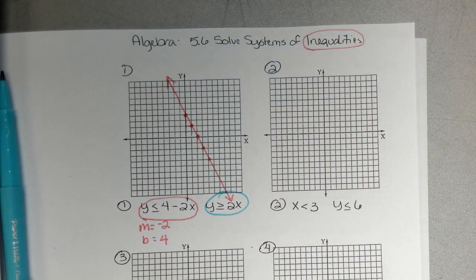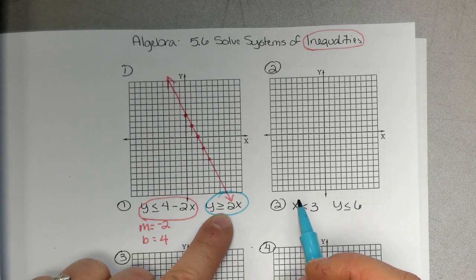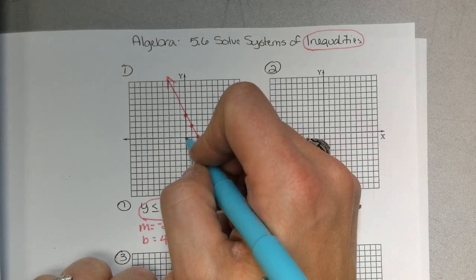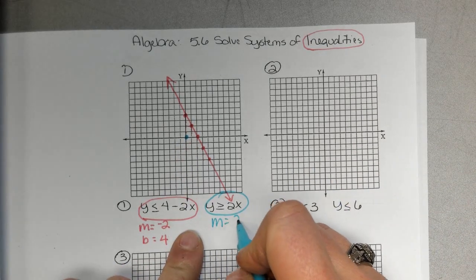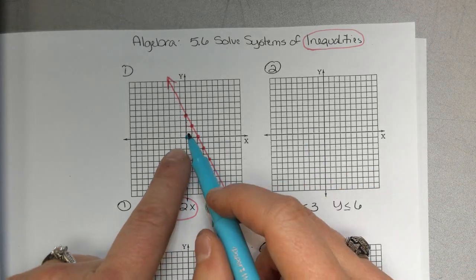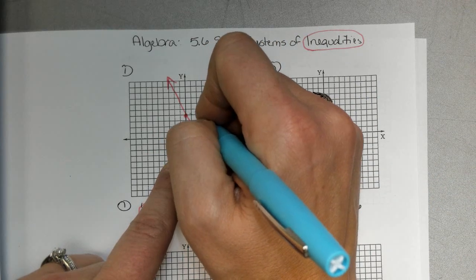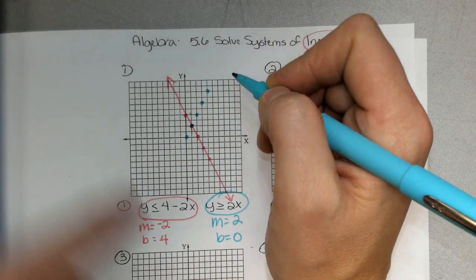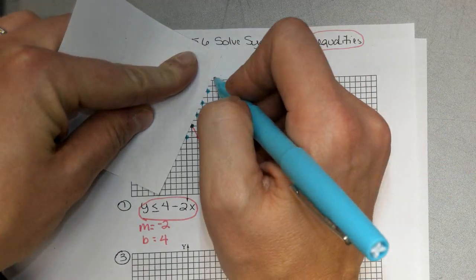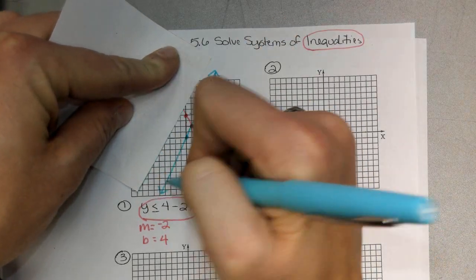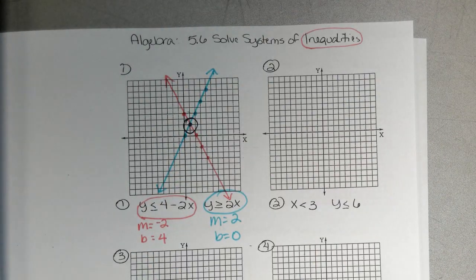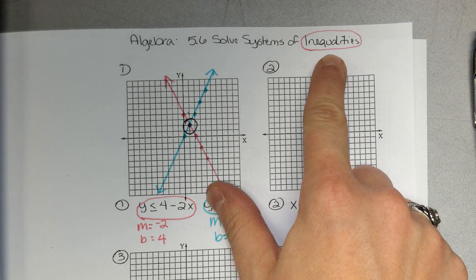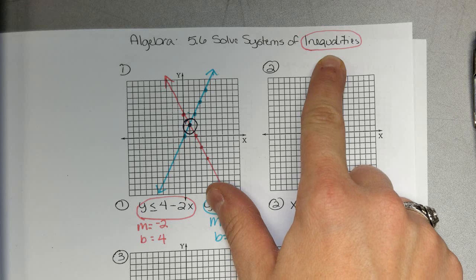That's the first line. The second one has no b, so it crosses the y-axis at 0, because there's no plus or minus anything. We know that our m is 2 and our b is 0. So we go up 2 and over 1, up 2 over 1, up 2 over 1. Now I can draw that line. And you see there's a nice point where they cross.